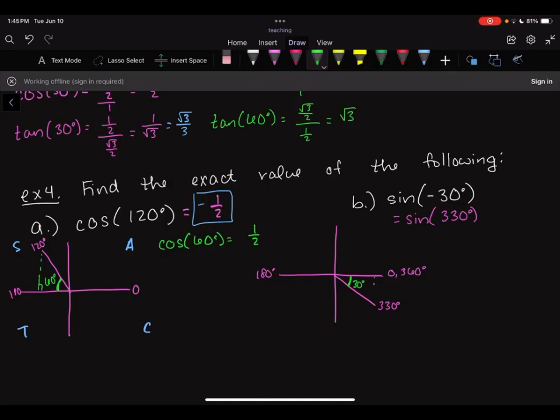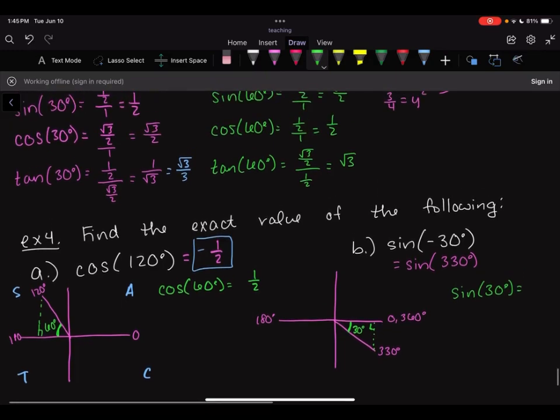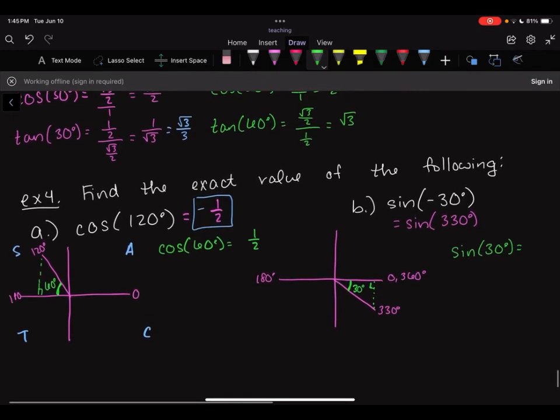So again, I'm looking at a 30, 60, 90 triangle. So instead of thinking about sine of 330, I could just think about sine of 30. If I look up here, sine of 30 equaled 1/2. So sine of negative 30 will also equal 1/2. But we've got to check the quadrant. All students take courses, so it's going to be negative.